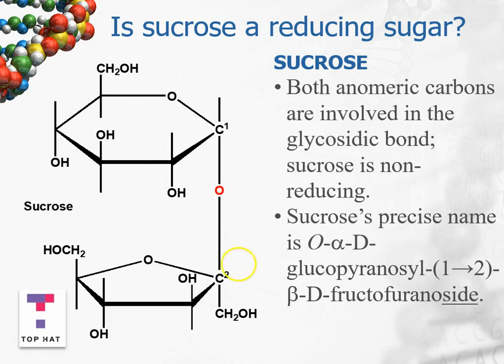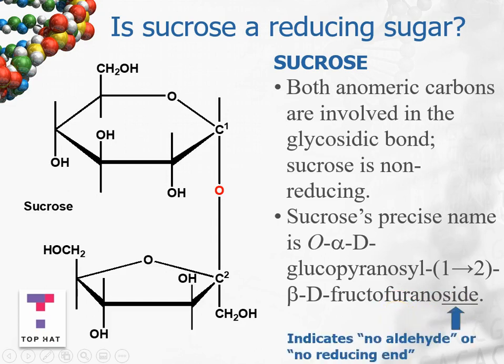And one of the things you can do is, if you noticed when I presented the names for you, that this didn't say fructofuranose, it said fructofuranoside, and that name is on purpose. So if you see the name of a sugar and it ends in -side, that means no aldehyde or no reducing end. So sometimes you can tell in the name whether it's reducing or not.